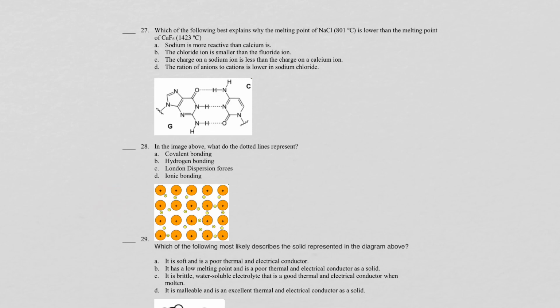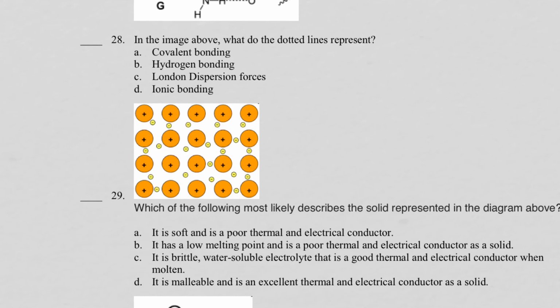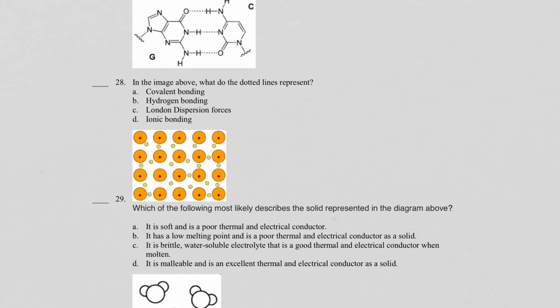In 29, we have a picture of positive cations, and then you see these smaller circles have negatives in them, and notice they're all kind of in various positions. Which of the following best describes the solid represented? Again, we're looking for an explanation because that's supposed to be a metal. So 29 would be D, it's malleable and a good conductor.